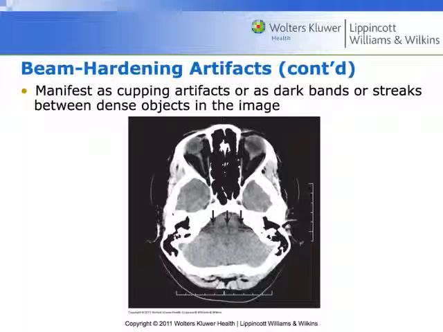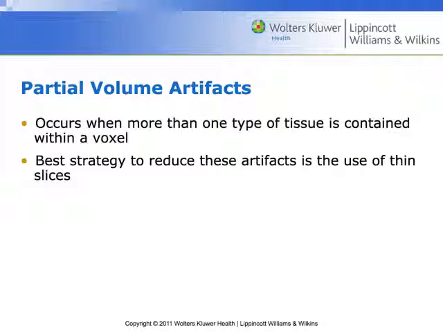But because of the presence of all the skull bone at the level of the temporal bones, we are getting little lines where it looks like their brains are made out of corduroy. Partial volume artifacts, I think we've talked about this to some degree. This is when more than one kind of tissue type is within the area of a voxel, and the best way to reduce these artifacts is to use thinner slices.